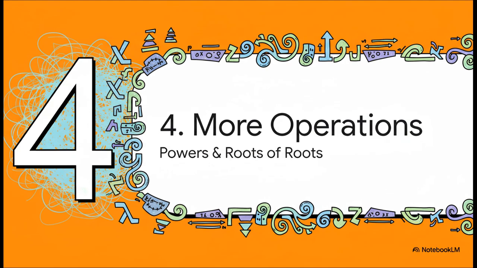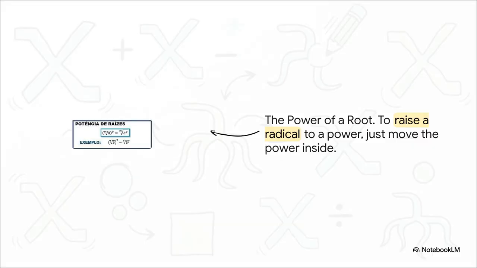All right, let's quickly level up with 2 more rules. They look kind of fancy, but they're actually super simple. So what happens if you have to raise a whole radical expression to a power? It looks scary, but don't worry. The rule is dead simple. You just take that power from the outside and move it to the inside and apply it directly to the radicand. The index stays the same.